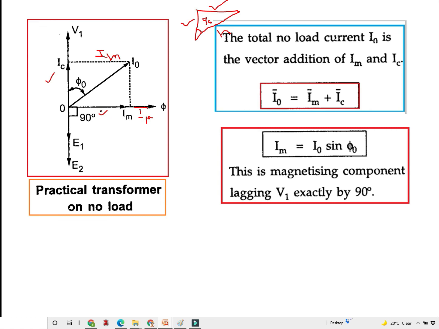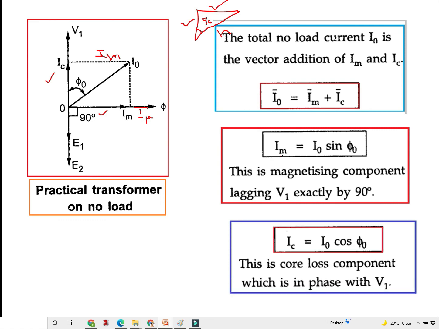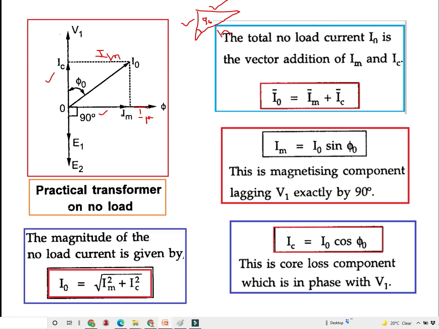Im is the opposite side, so you get Im equal to I naught sin phi naught, and IC is the adjacent side, so IC is equal to I naught cos phi naught. With the help of the Pythagoras theorem, I naught can also be calculated by this formula: square root of Im square plus IC square, because I naught is the vector addition of IC and Im. This is a very important phasor diagram. If you understand this, we can draw the voltage regulation as well as the load phasor diagram for the transformer on load also. Thank you for watching this.